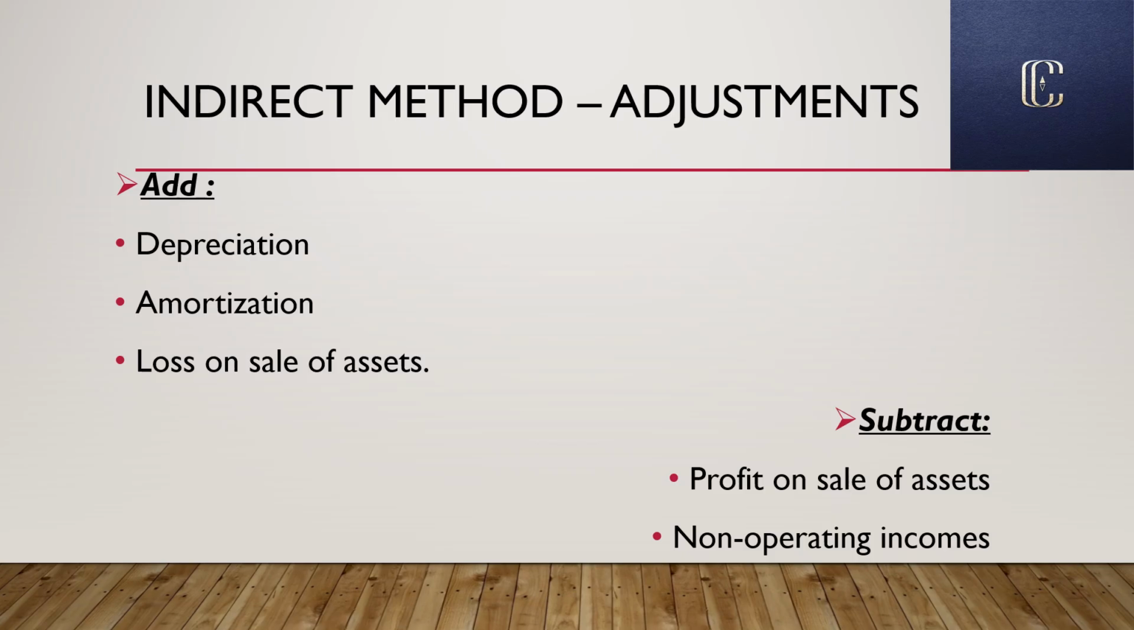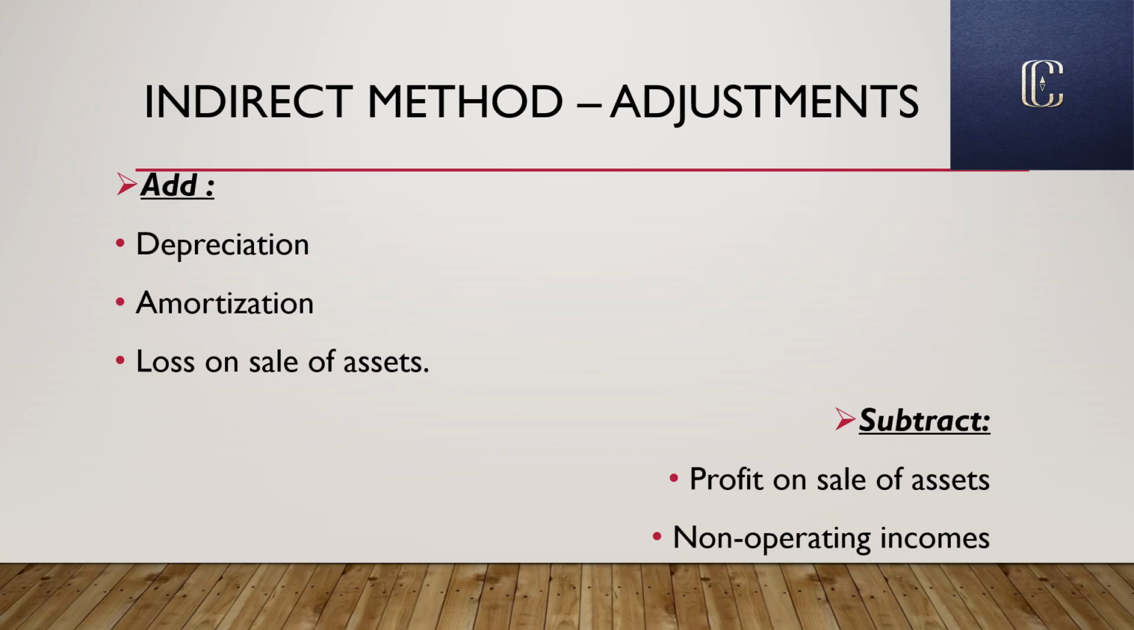But profit is calculated using accrual accounting, not actual cash movement. So we must adjust profit to convert it into cash profit from operations. This adjustment mainly involves non-cash expenses and non-operating gains and losses. Let us understand each adjustment clearly.